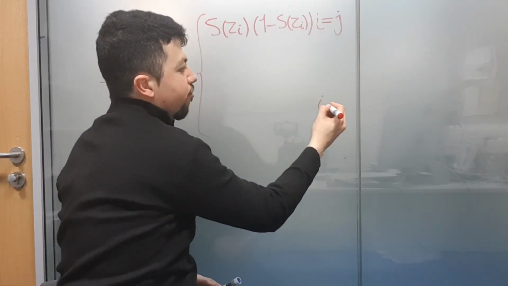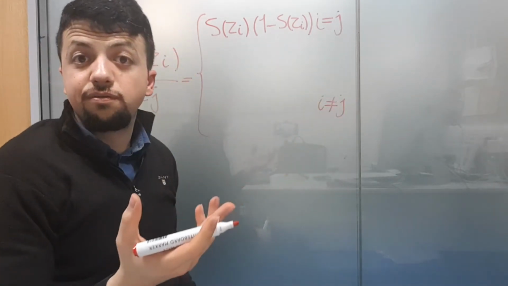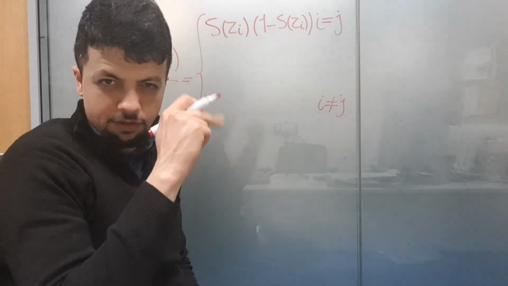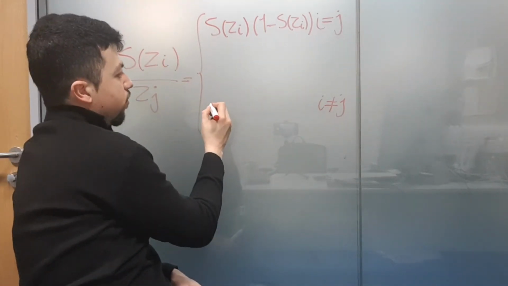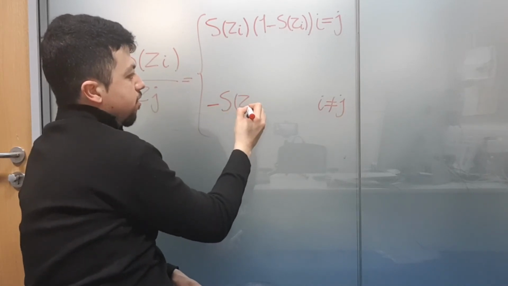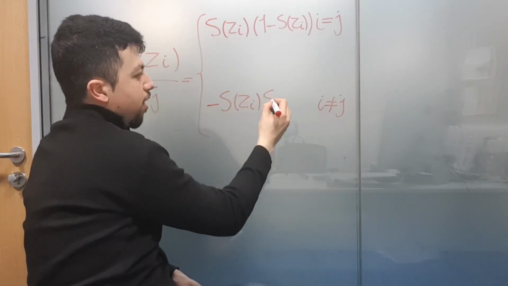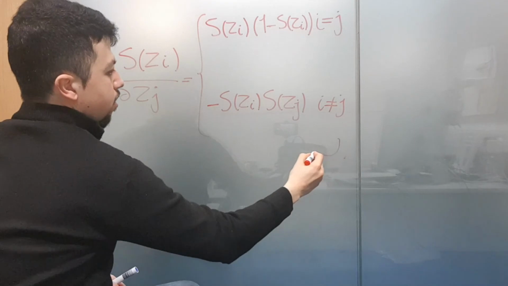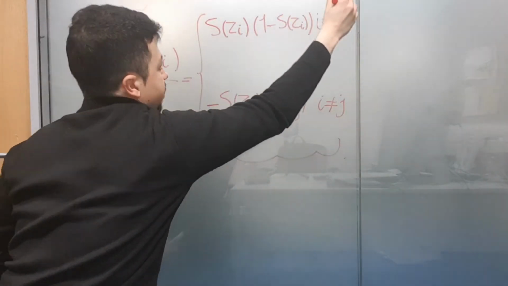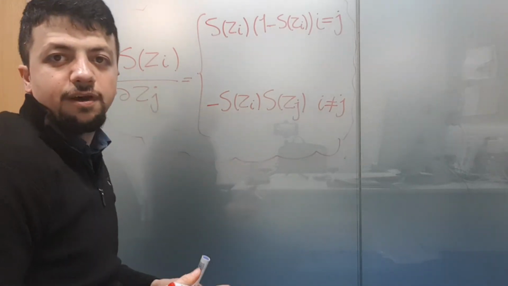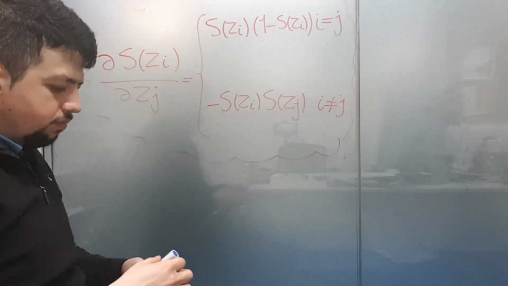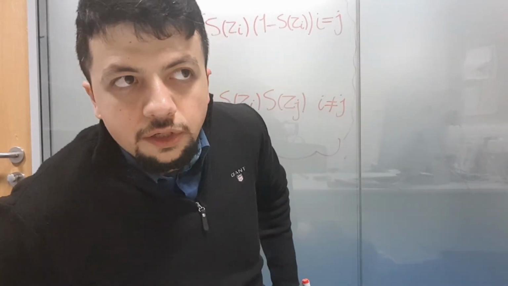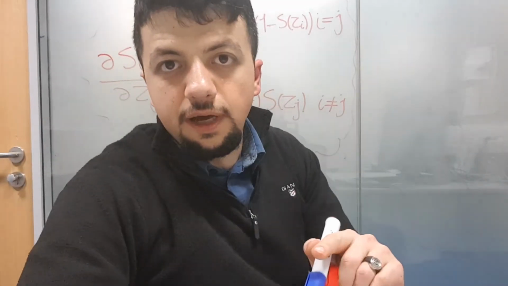But if i and j were different, for example the partial derivative of s of z3 with respect to z1, right? 3 and 1 are different. In that case, the result is minus s of zi multiplied by s of zj. So this is the derivative of the softmax function with respect to its inputs, right? You do the same and you compute the partial derivative of your softmax with respect to any of the inputs of your interest.